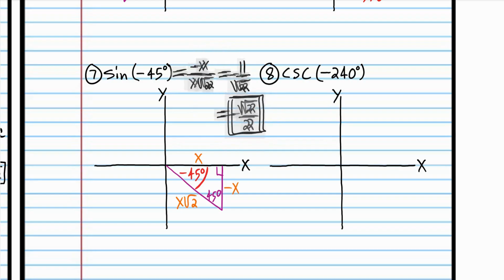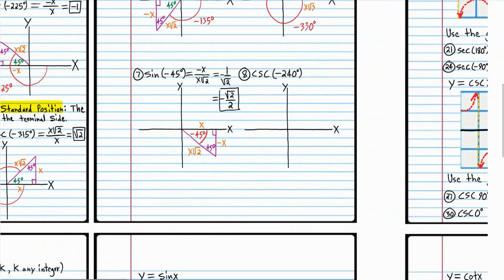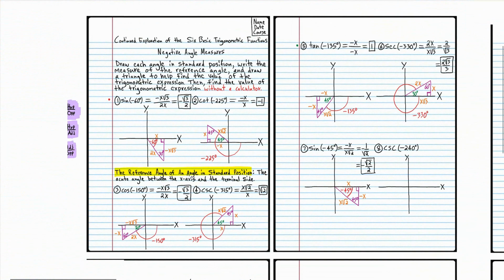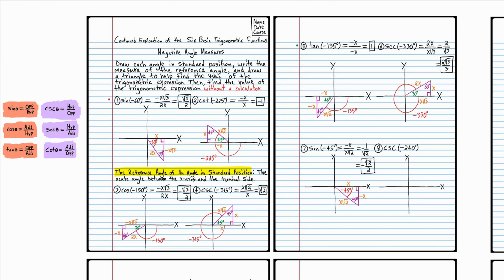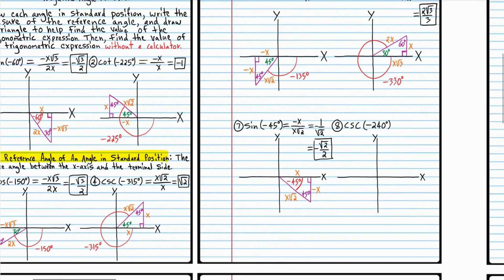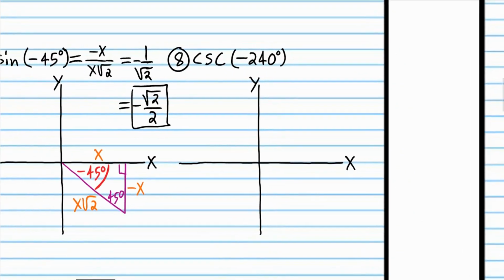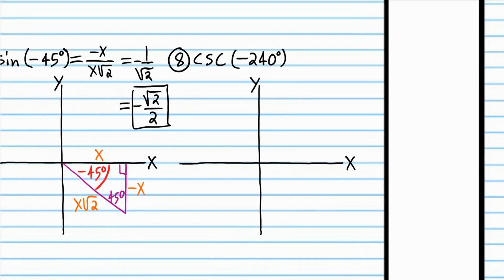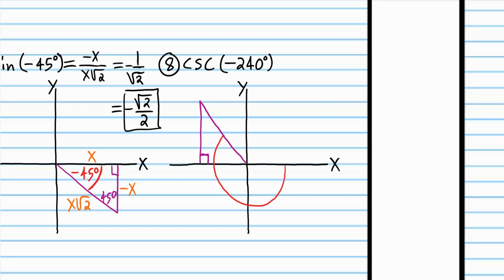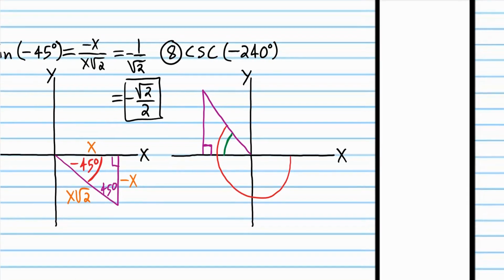Again, this is mostly just review of what we did in the previous class. Go ahead and try number 8, and when you come back, we'll do it together. Okay, we're back. Okay, let's rotate negative 240 degrees. That would bring us to about there. So remember, the reference angle is always the angle between the x-axis and the terminal side, this green angle here, but we have to calculate what the measure of that angle is.